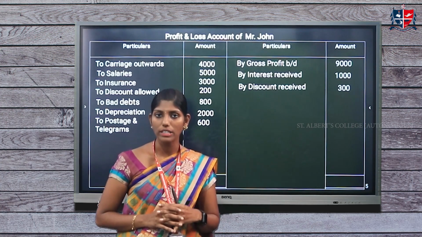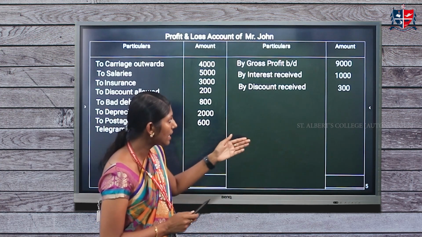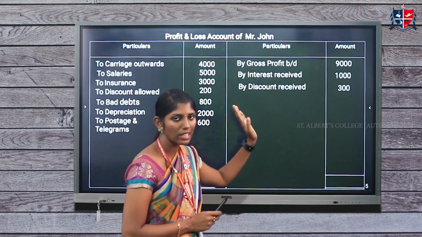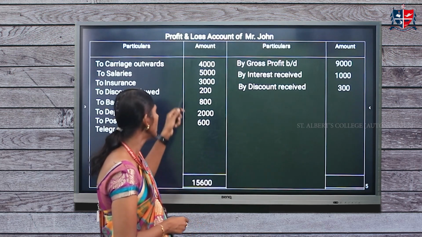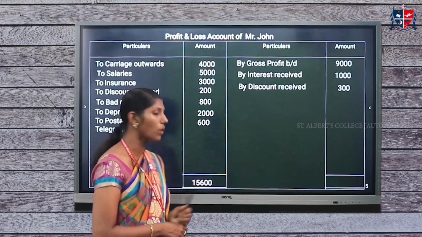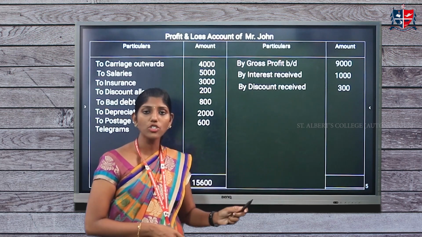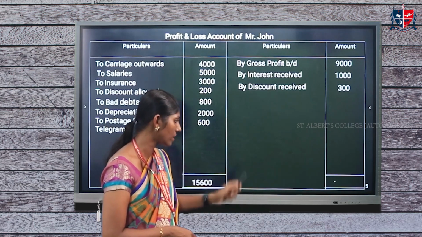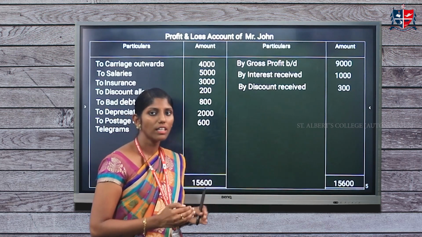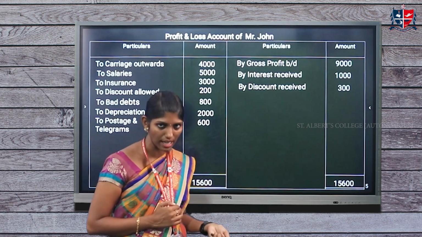After entering all the items, we have to total both the sides. We can say that the credit side total will be 10,300 and the debit side total will be 15,600. So the debit side total is the highest. That should be entered in both the sides, in the debit side as well as in the credit side. So we have entered the highest total of rupees 15,600 in both the sides.